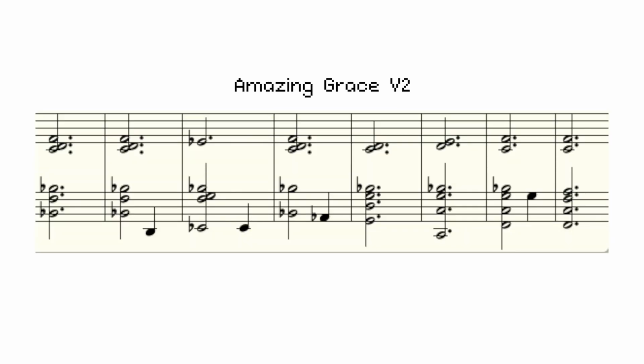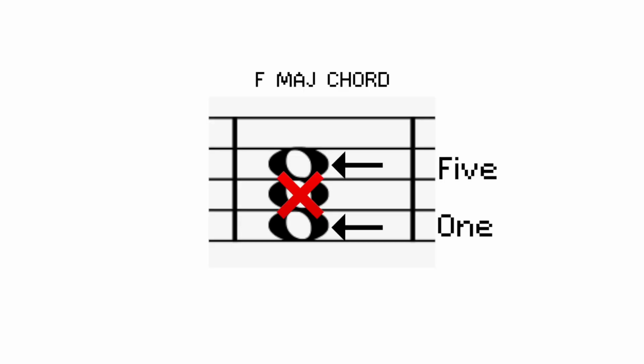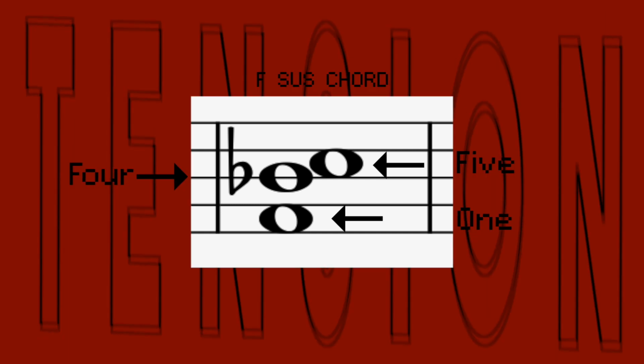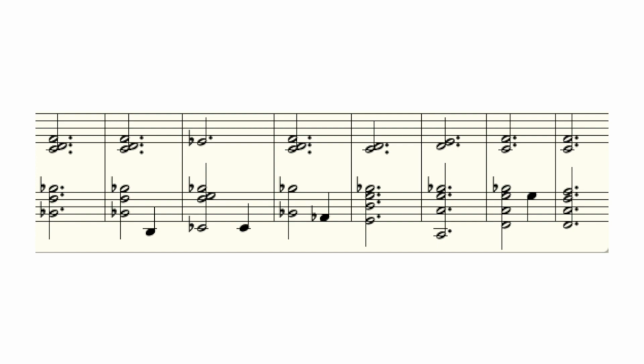Now, over here, we take the triad, which is usually the 1, 3, and 5. But here, we take the 3rd and replace it with the 4th. This creates a bit of tension and makes the listeners yearn for the 3rd. With all of that, let's listen to the new progression for Amazing Grace.